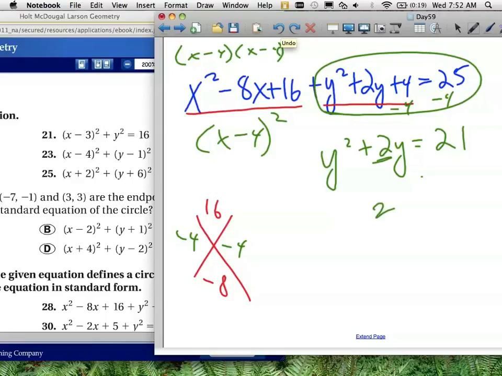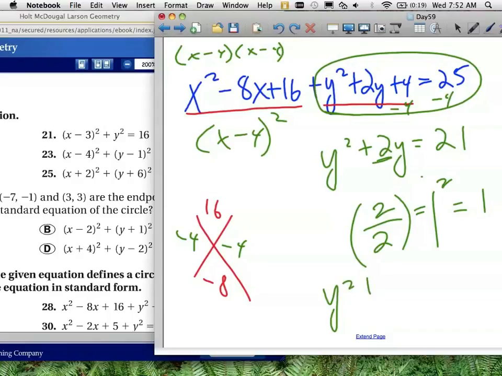Take 2, divide it by 2. It works this way. You divide by 2 every time and you square it. Divide this by 2. What's that? 1. Square it. 1. Add to both sides. Ready? y squared plus 2y plus 1 equals 21 plus 1.